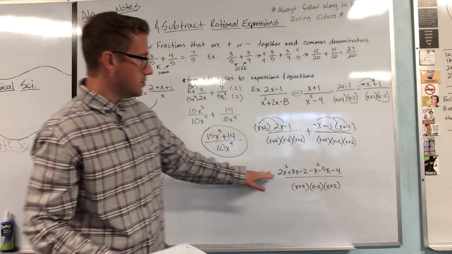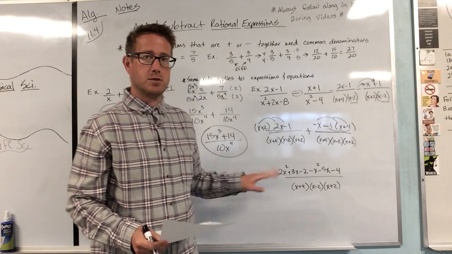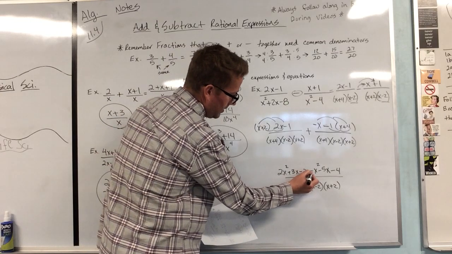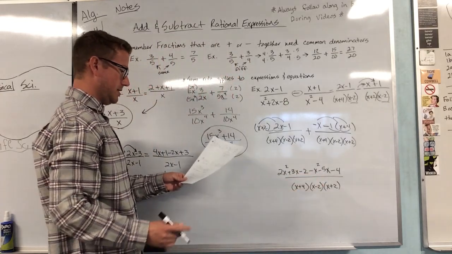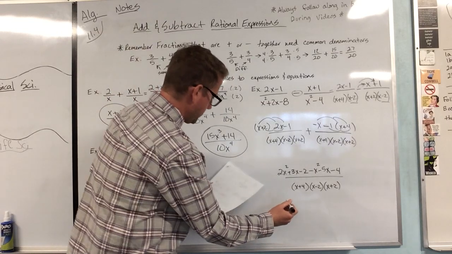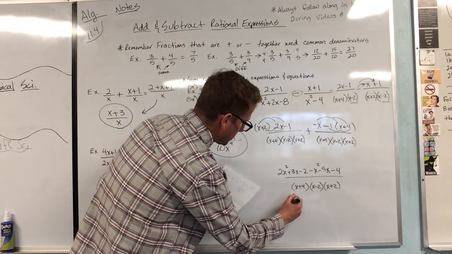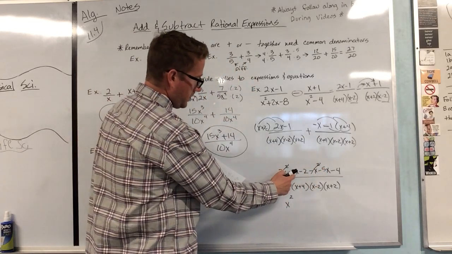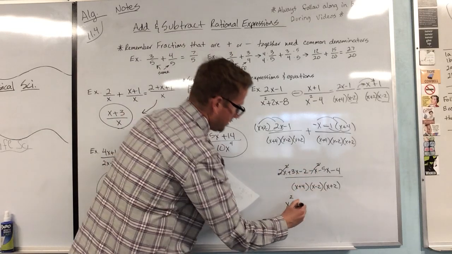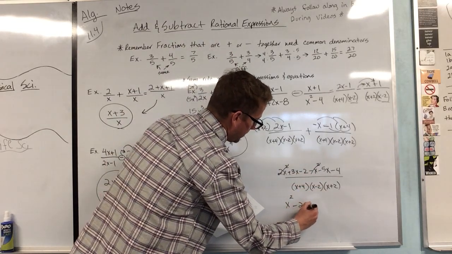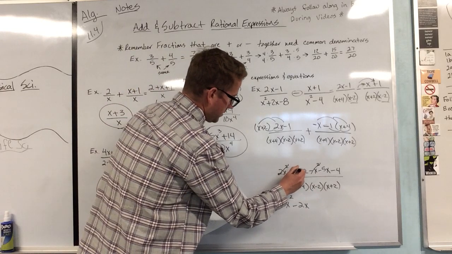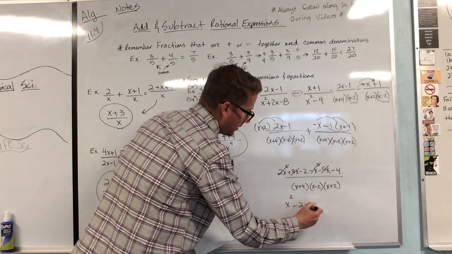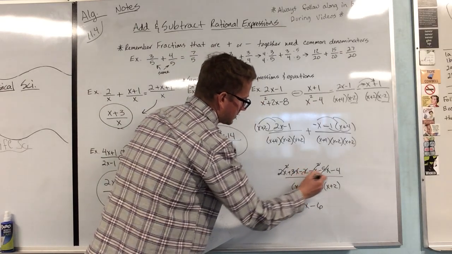All right, now in this numerator, there are like terms. What are those like terms? 2x squared and a negative x squared. What is that going to give you? That is going to give you x squared. So those guys are done. Then I have a 3x and a negative 5x. That's going to give you a negative 2x. That's done. That's done. And the final piece, negative 2, negative 4, giving you a negative 6.